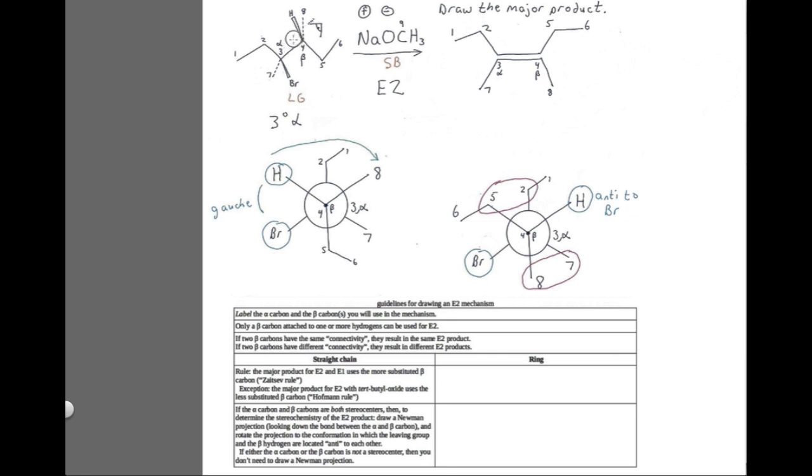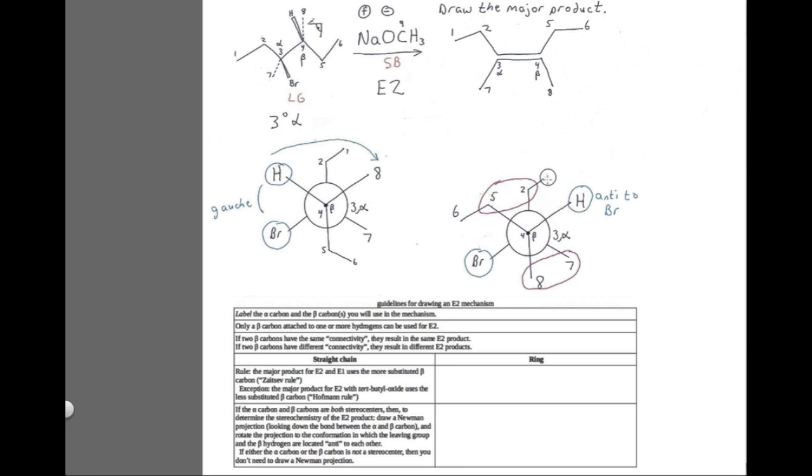Many beginning students have difficulty rotating around single bonds in an ordinary bond line picture. It's much easier to rotate around a single bond in a Newman projection. Remember, that's the whole purpose of a Newman projection, or one of the main purposes: to make it easier to rotate the molecule around a single bond.